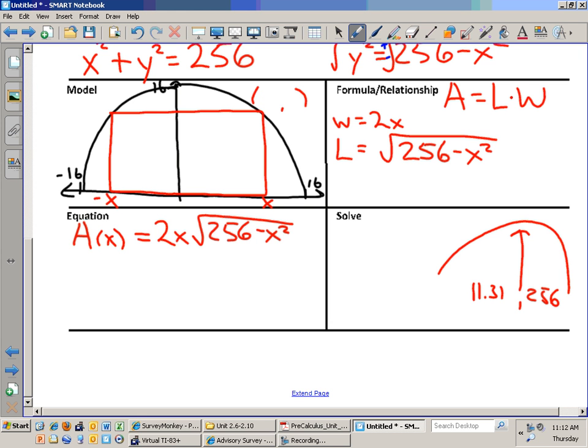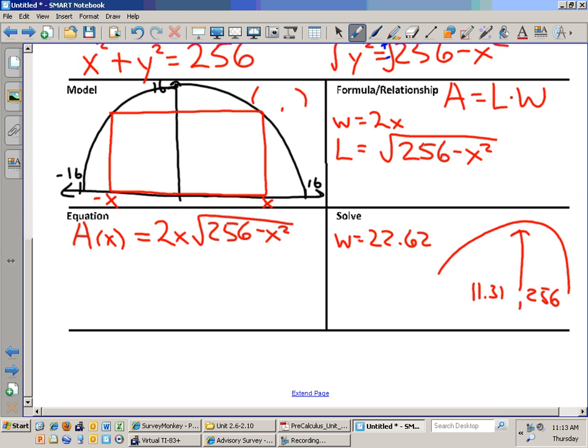Tell me, what does 256 represent? R squared, which also happens to be the area, the maximum area. We're not looking for that. We're looking for the dimensions of the box. What does the 11.31 represent? The distance along this x-axis here. So that's your x value. You got to look back at your picture. So if 11.31 is here, what's the length of the entire base? 22.62. So the width of the rectangle is 22.62.